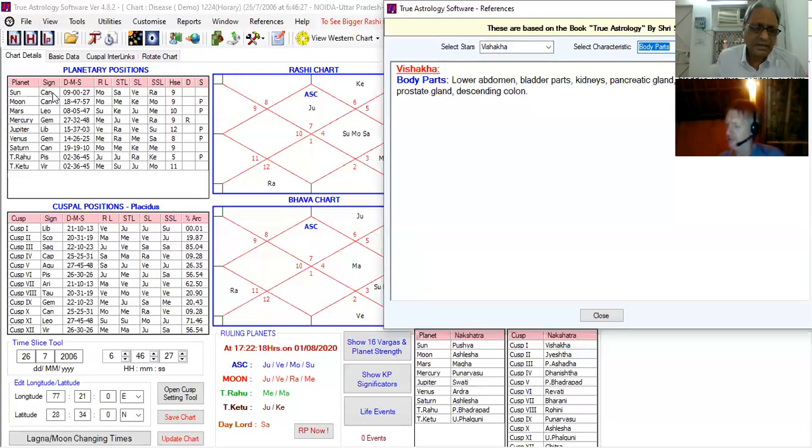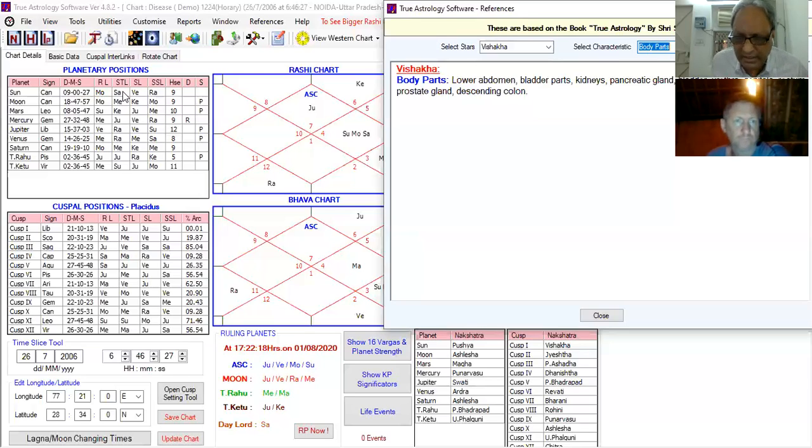Now you come down to our cuspal chart. Write down: Sun is in the star of Saturn. Sun, arrow, Saturn, dash Venus, dash Rahu. You are saying Sun is in Saturn's star.